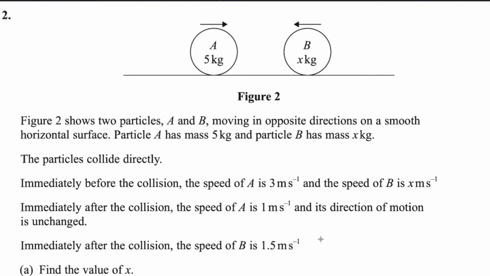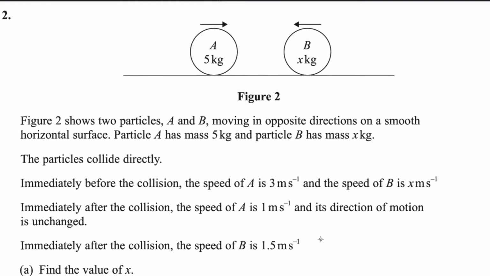Dear students, in this video, I will answer question number 2 from Mechanics 1, Pearson Edexcel A Level exam. The exam was taken in January 2024. Figure 2 shows two particles A and B moving in opposite directions on a smooth horizontal surface. Particle A has mass 5 kg, particle B has mass 6 kg.